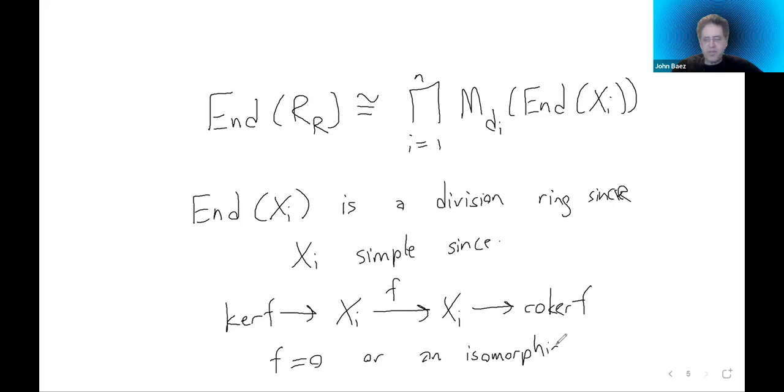So that's the one place we use it. Well, we're either using the definition of abelian category, or we're using this aspect of the definition of simple. Okay. So that's just it. That's all there is to it.